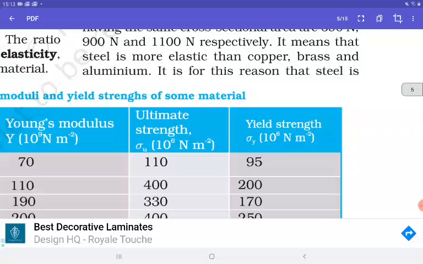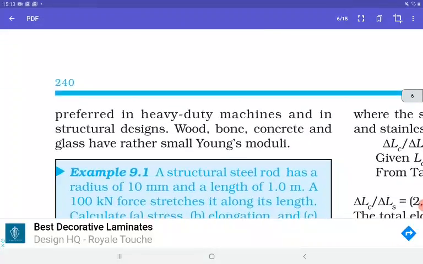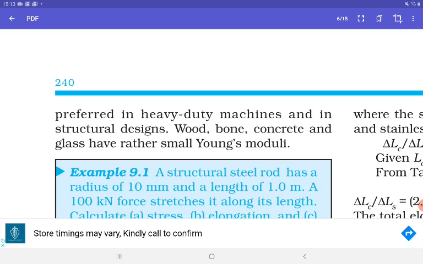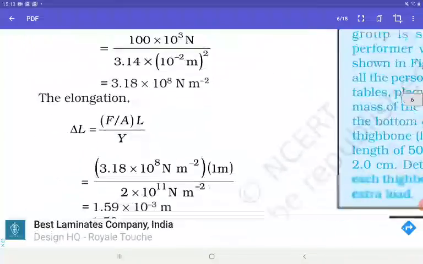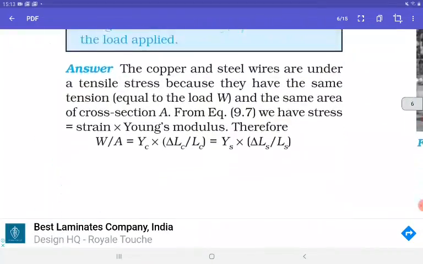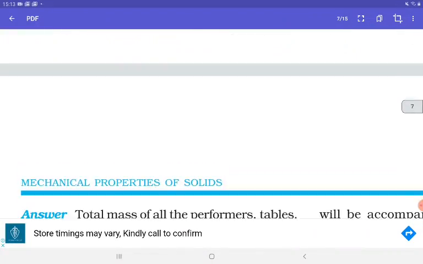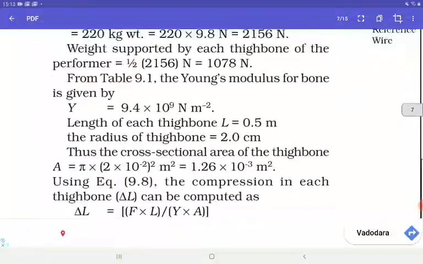It is for this reason that steel is preferred in heavy duty machines and in structural designs. Wood, bone, concrete and glass have rather small Young's moduli. So here we have some examples related to Young's modulus.